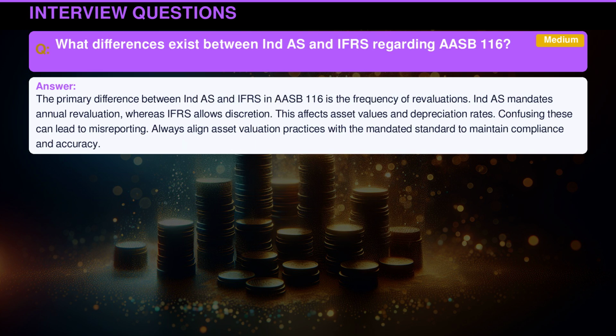The primary difference between Indian Accounting Standard and International Financial Reporting Standards in AASB 116 is the frequency of revaluations. Indian Accounting Standard mandates annual revaluation, whereas International Financial Reporting Standards allows discretion. This affects asset values and depreciation rates. Confusing these can lead to misreporting. Always align asset valuation practices with the mandated standard to maintain compliance and accuracy.